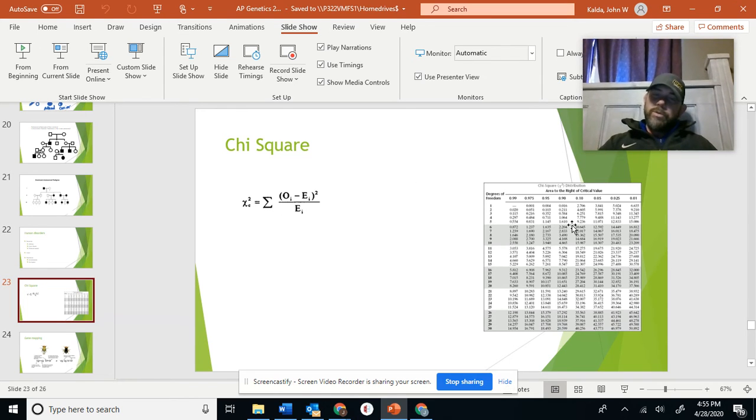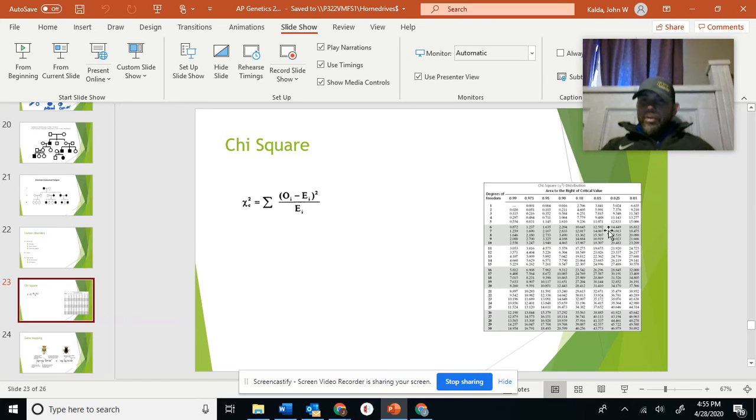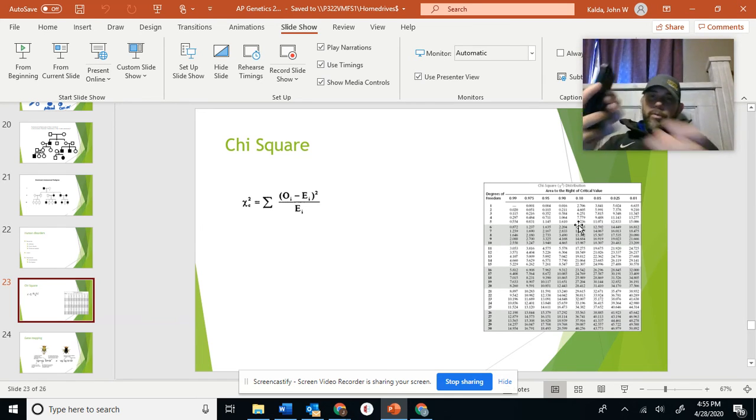So chi-square analysis was another one of those tests, and again, we're just looking at the statistical significance of data. Generally we used the 0.05, the one with the 3.841.